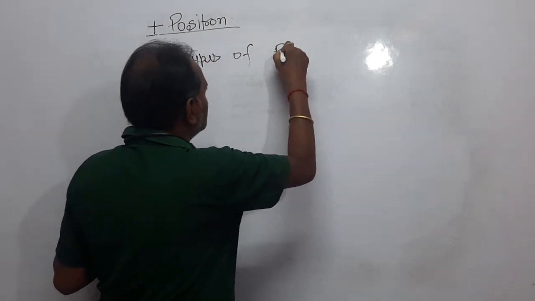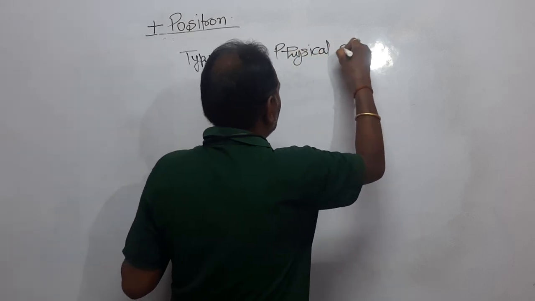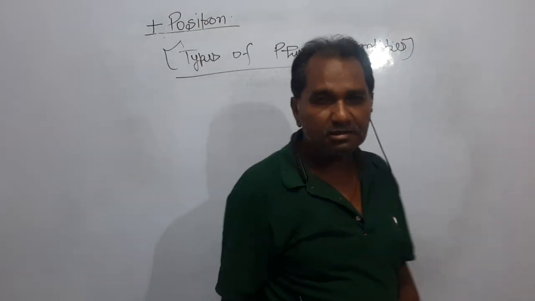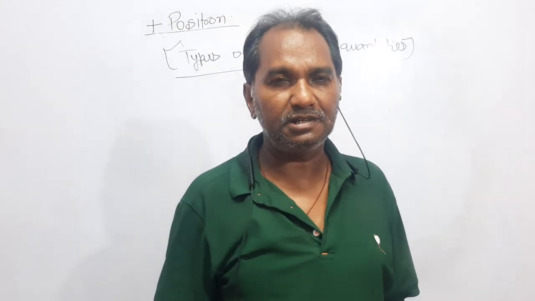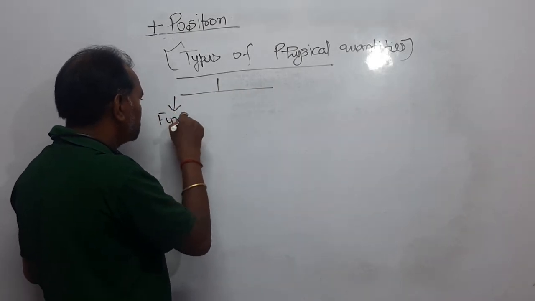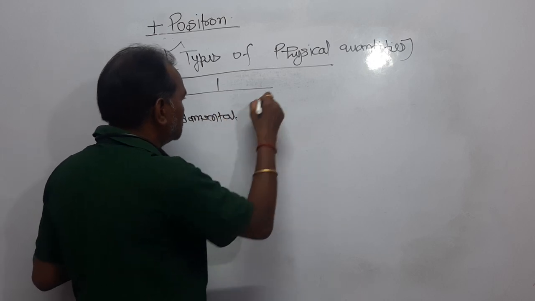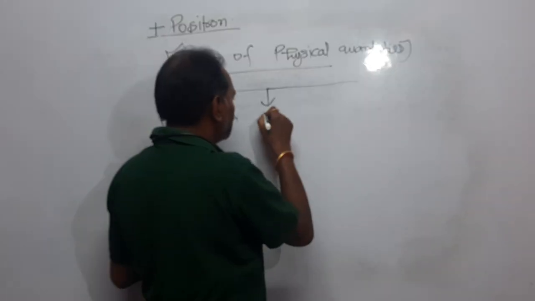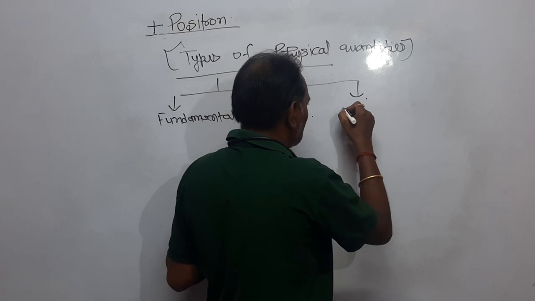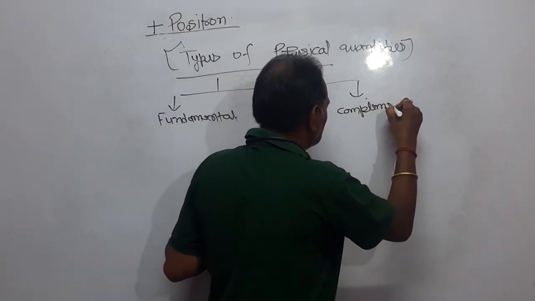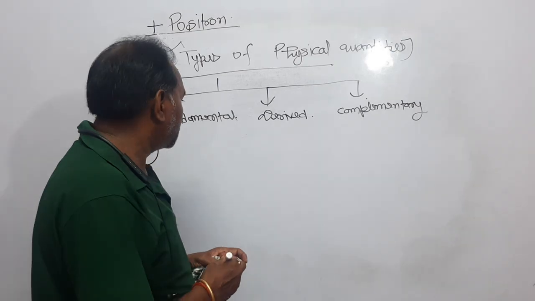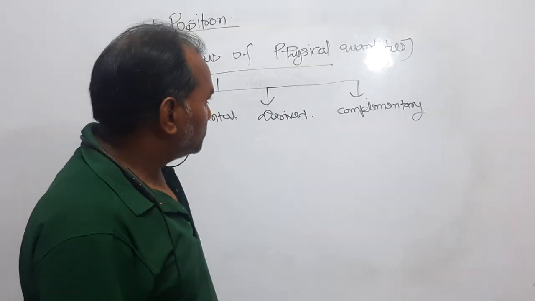Types of physical quantities. Dear students, in physics we come across many kinds of physical quantities. They are basically divided into three types. First one is fundamental quantities, second one is derived quantities, and third one is complementary quantities. What I said is that physical quantities are divided into three types: fundamental, derived, and complementary quantities.